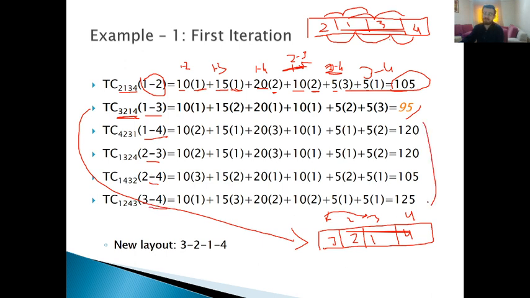So what did I say before? I said to choose the layout that provides the highest savings, which is this. I'm gonna choose this layout. Am I gonna stop? No, I still don't know if this is the best I can get or not. So I'm gonna go to the second iteration. In the second iteration, I am going to start with this layout.